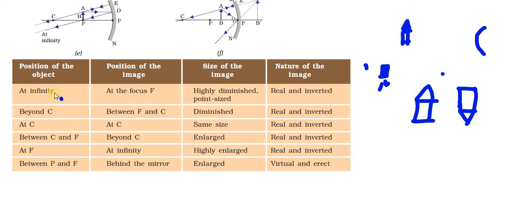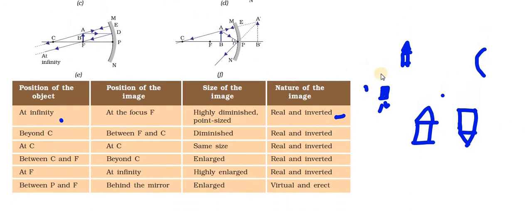So when you place the object at infinity, the position of the image is at the focus, the size of the image is highly diminished and point sized, and the nature of the image is real and inverted. When you keep the object behind C, what is C? We know that C is nothing but the center of curvature. When you keep the object behind C, the image is formed between F and C, and it is diminished, in the sense reduced in size. Suppose we take a 10 centimeter pencil; the image between F and C is about 6 or 7 centimeter. The size is reduced.